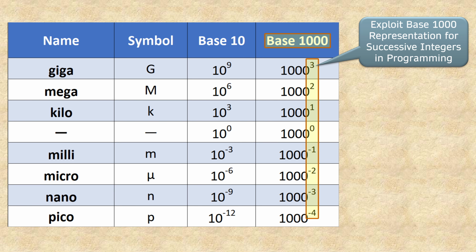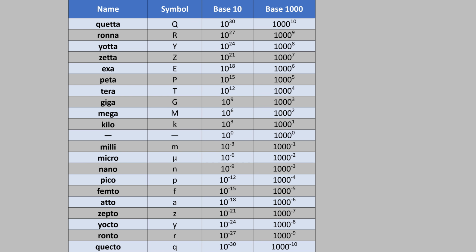For instance, the log base 1000 of 1000 is 1. The log base 1000 of 10 to the minus 12th is minus 4. We can easily use the log function to determine the SI prefix level of a given number. Here's a chart of the complete list of SI prefixes and their base 1000 representations.